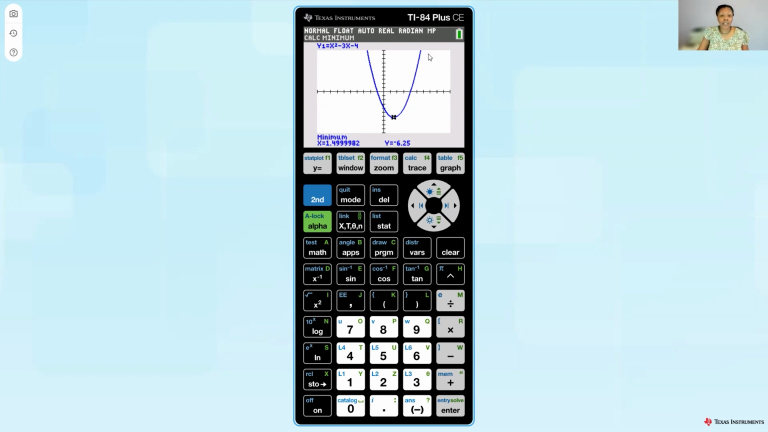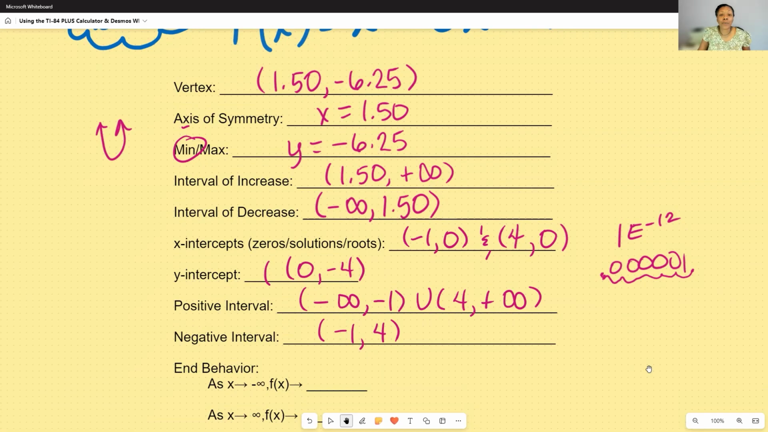In terms of the negative interval, the graph is negative between -1 and 4. For my positive and negative intervals, I have to account for my negative infinity and my positive infinity. In terms of my numbers, they have to overlap. So -1, -1, 4, 4. I know that I'm done.